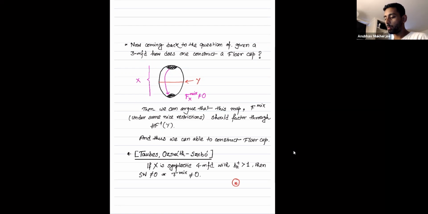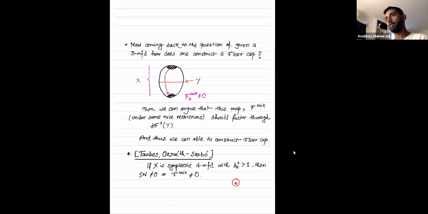So the question is, do you know a class of good manifolds X such that this mixed map or the Seiberg-Witten equation is non-trivial? The answer is yes. For the Seiberg-Witten version, it was proven by Taubes, and later for the Heegaard Floer version, it was proven by Ozsváth-Szabó that if X is a symplectic four-manifold with b2 plus greater than 1, then the Seiberg-Witten or mixed map is non-trivial. That's the reason in the first place we came up with this conjecture: we know this class of symplectic four-manifolds where this mixed map is non-trivial.